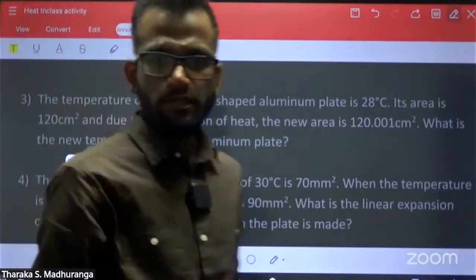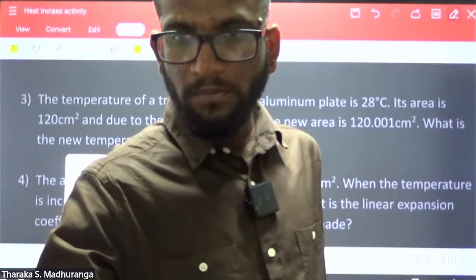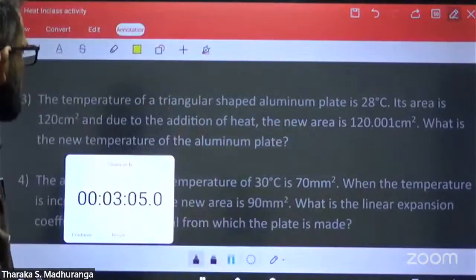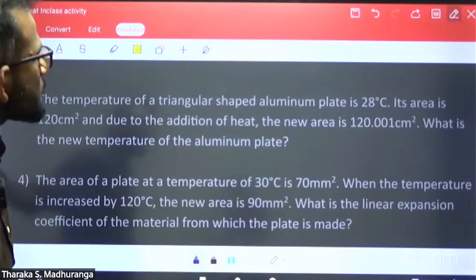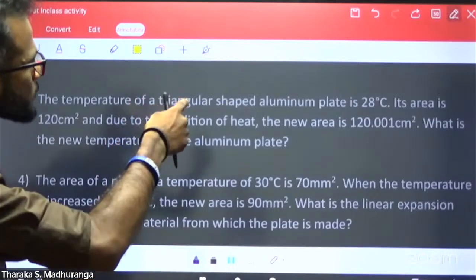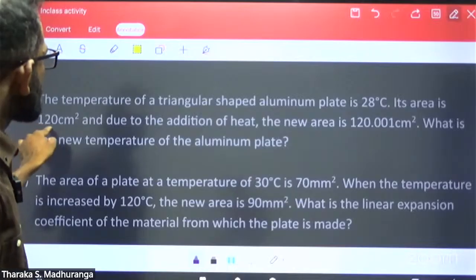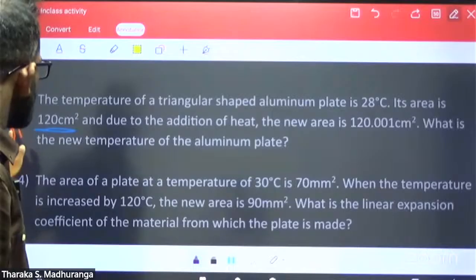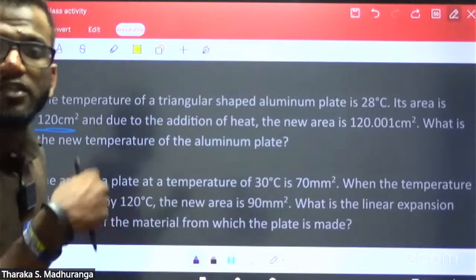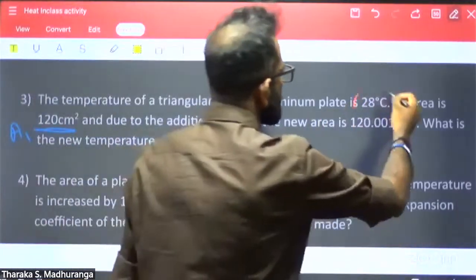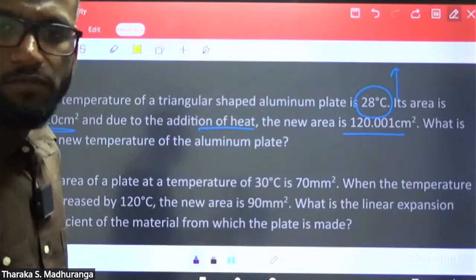Okay, time. 0.17, a small temperature. Some questions you need to understand first. The temperature of a triangle shape, the initial temperature is 28 Celsius. Its area at 28 Celsius is given. That is A1. Due to the addition of heat, the new area must be more than this value. The new area is given. What is the new temperature of the object?